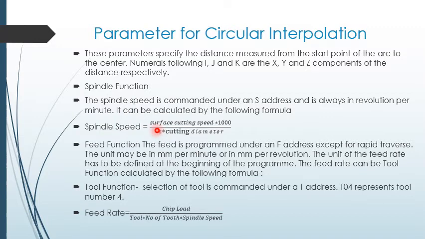Thus, that is equal to surface cutting speed into 1000 divided by pi into cutting diameter. So next term is feed function. The feed is programmed under an F address except for rapid transfers. Thus, the unit may be in mm per minute or in mm per revolution. So the unit of the feed rate has to be defined at the beginning of the program. The feed rate can be calculated by the following formula.